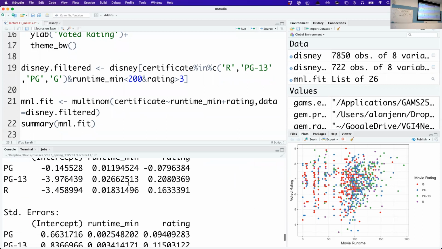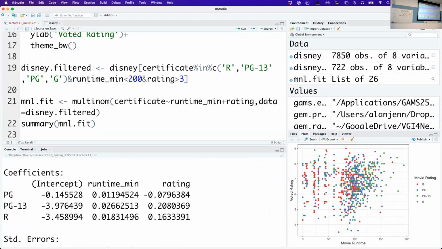Okay, here. So you'll notice, as I was saying, we have a set of coefficients for each of our outcomes, PG, PG13, and R. And wait a minute, there's one more, right, which is G, but that is omitted because the combination of these guys will allow us to figure out what the last one is. Okay.